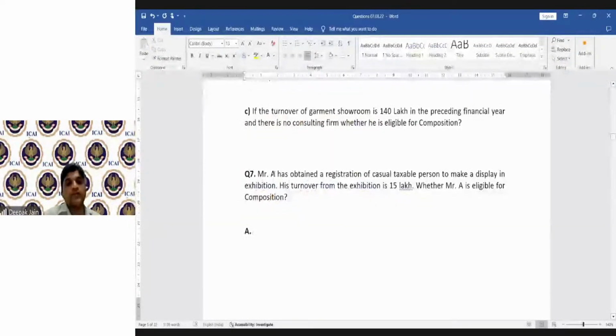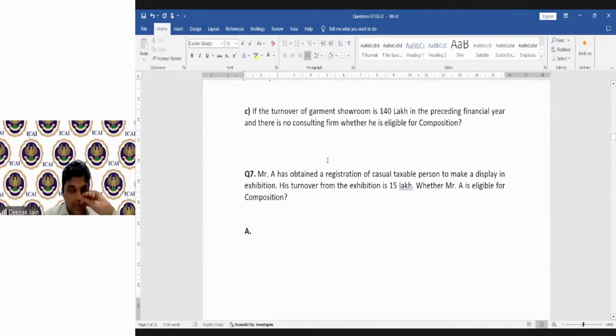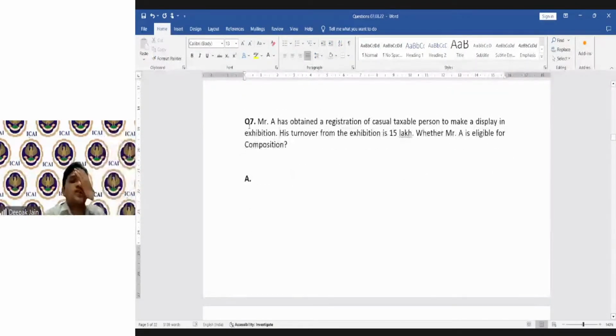Okay. Question number 7. It's a theoretical question, but with application of numbers. Mr. A has obtained a registration of casual taxable person to make a display in an exhibition. So this is different from question number 6. Don't link it to question number 6. This is a new question. His turnover from the exhibition is 15 lakhs, just 15 lakhs. Whether Mr. A is eligible for composition.